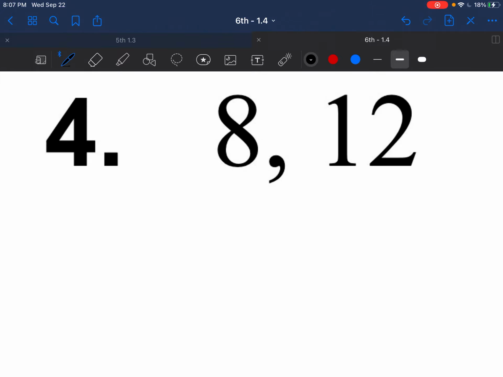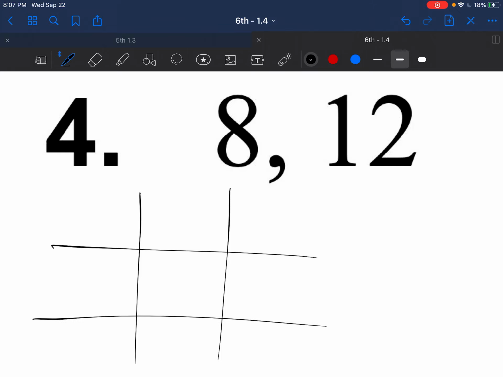Let's do just the tic-tac-toe method on this one. Okay. So we're going to put an 8 here. We're going to put a 12 here. Well, what number do you think can go into 8 and 12? I'm thinking 4. 4 goes into 8 twice. 4 goes into 12 3 times.